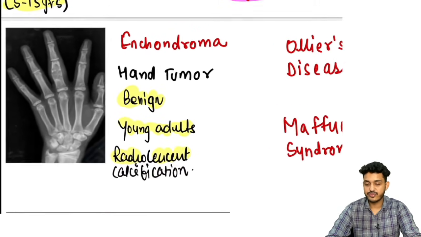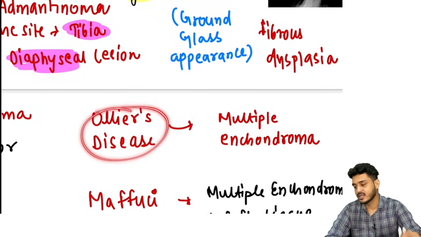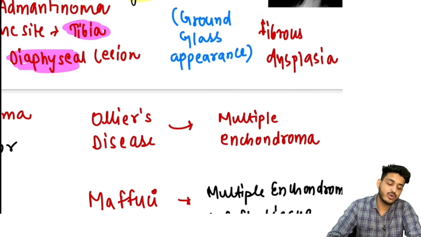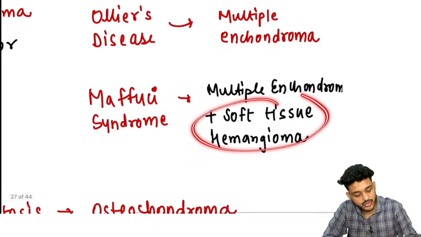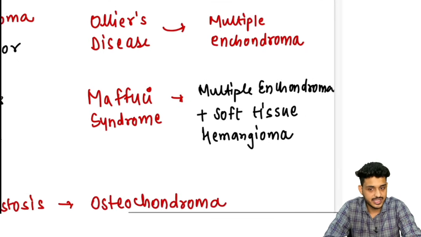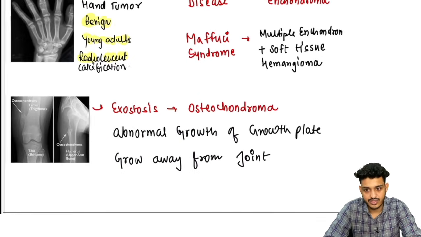enchondroma. If you have multiple enchondromas, this is known as what? Ollier's disease. This disease is known as Ollier's disease. And if you have multiple enchondromas along with soft tissue hemangioma, this syndrome is considered as Maffucci syndrome. Maffucci syndrome, beta.